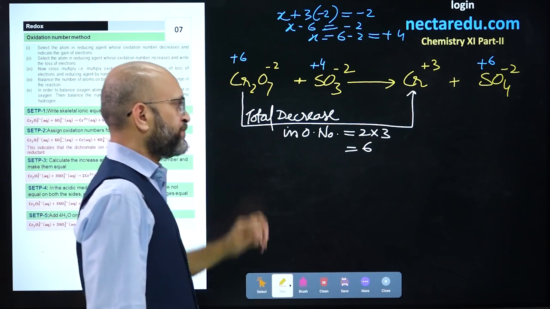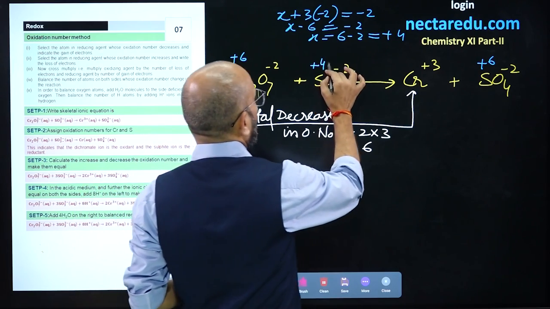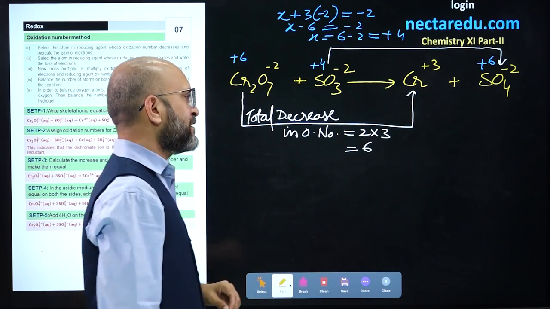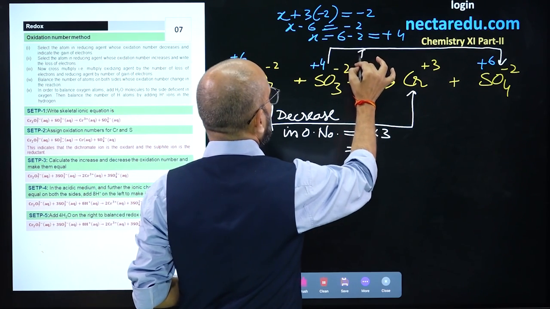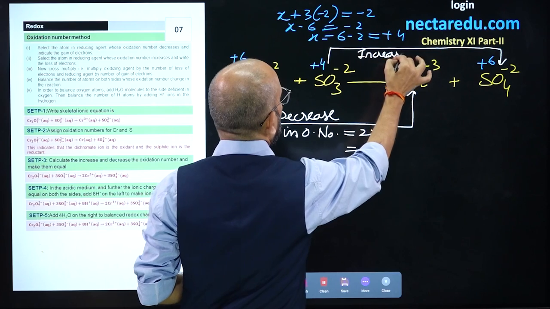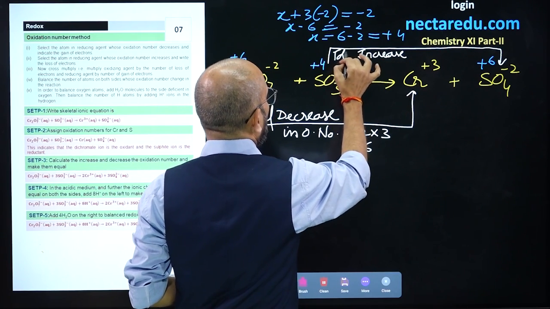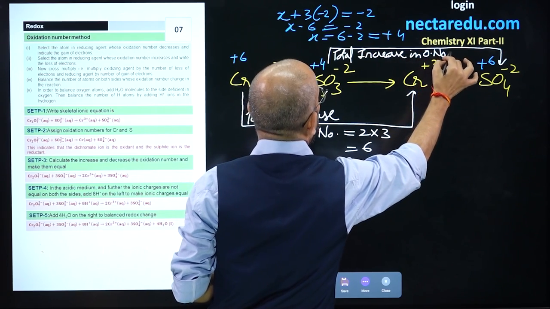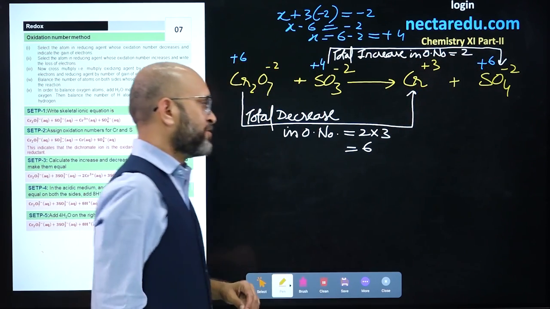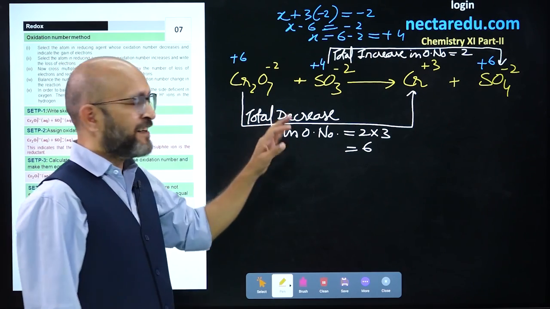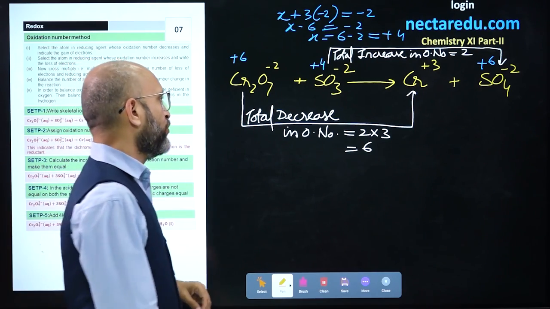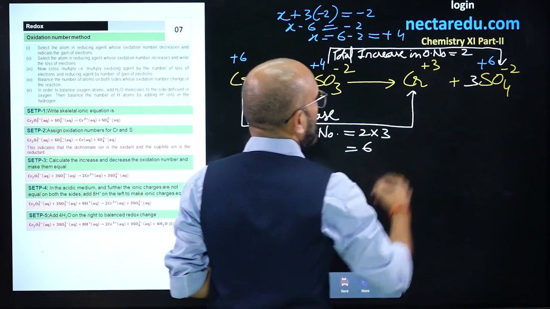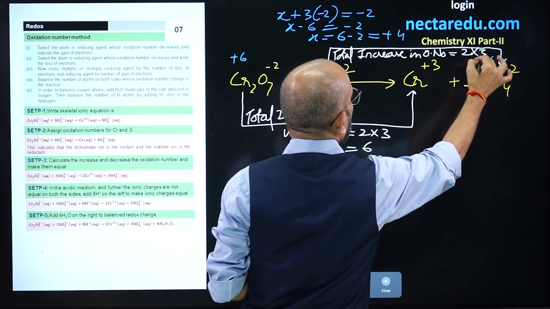And in sulfur, we have to see, from plus 4 we are going to plus 6. So the increase in oxidation number, the total increase, equals 2 units. We have to make the decrease and increase equal. So we have to multiply this by 3. So you will get 2 into 3, that is equal to 6.